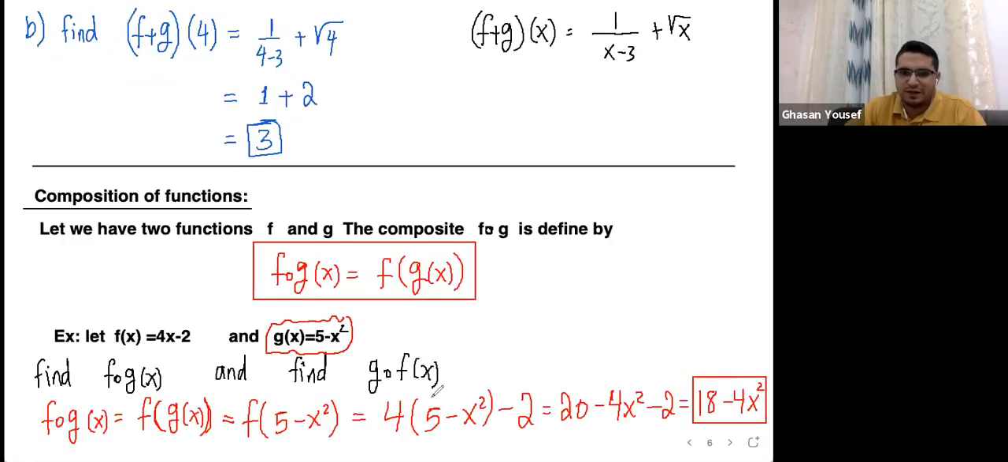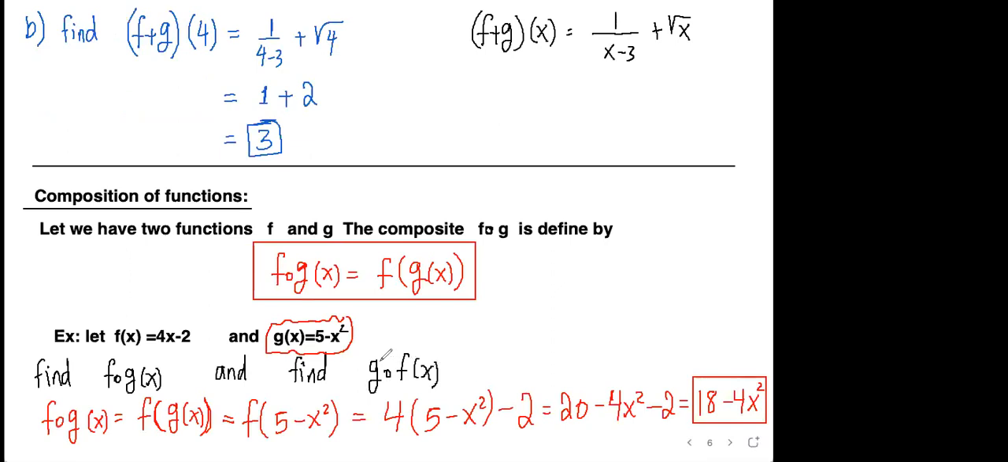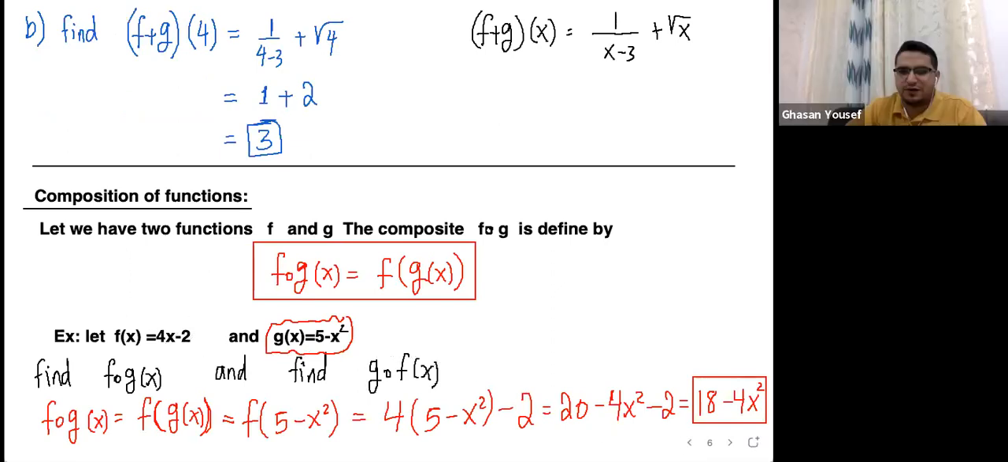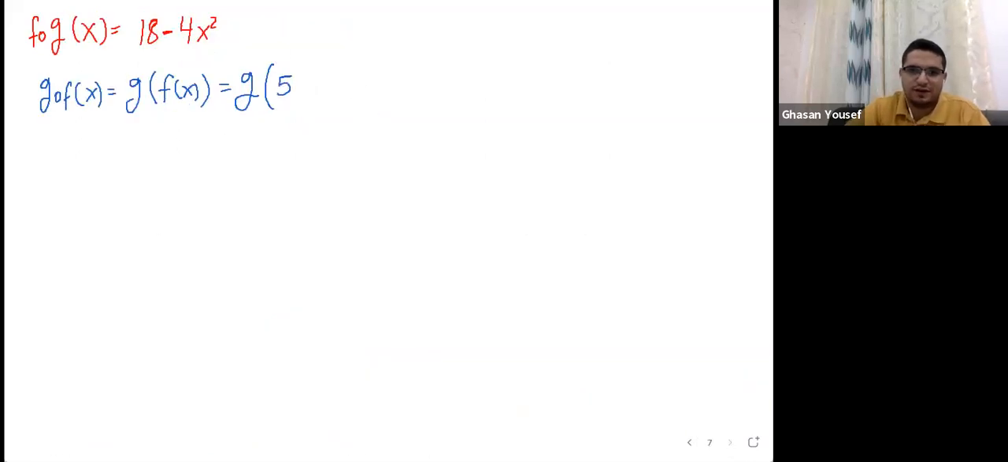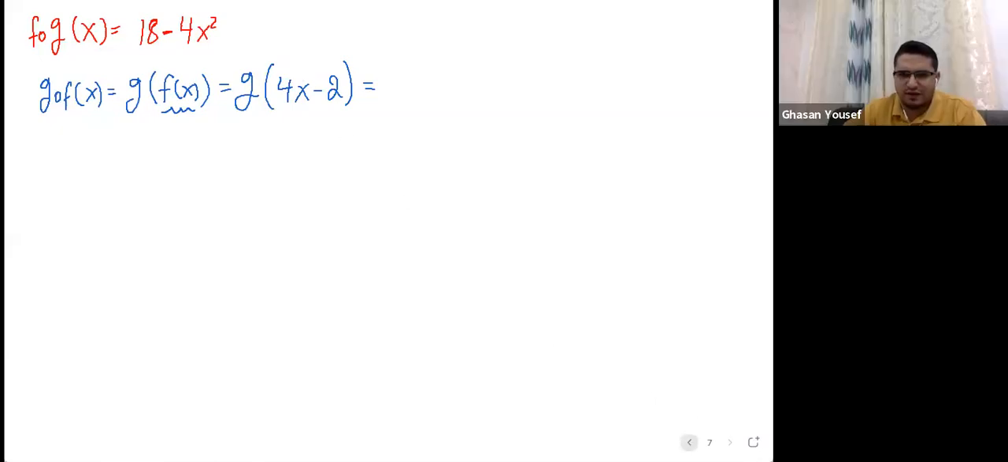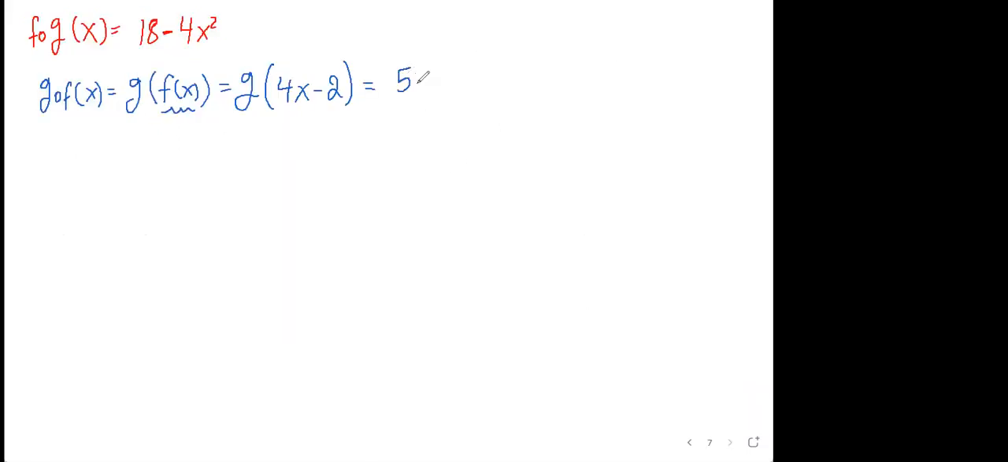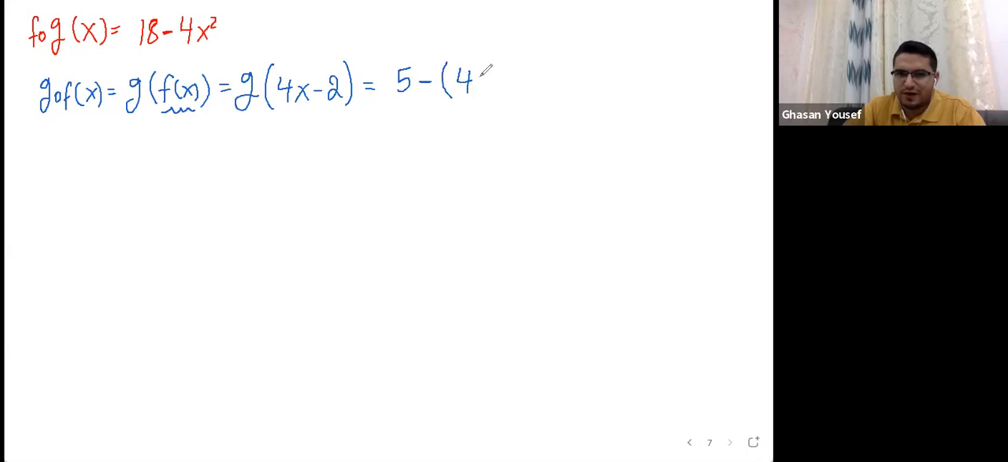Okay, let's do it step by step. What is the function f here? We have to plug the function f inside the g. f would be 4x minus 2. Yes, 4x minus 2. Then what should we do? You have to plug f of x inside g of x. It would be 5 minus, and then f of x, which is 4x minus 2.